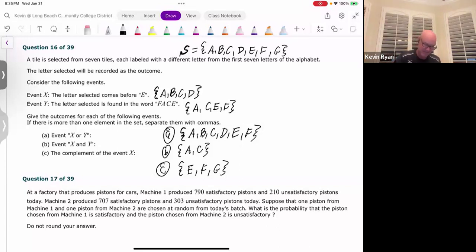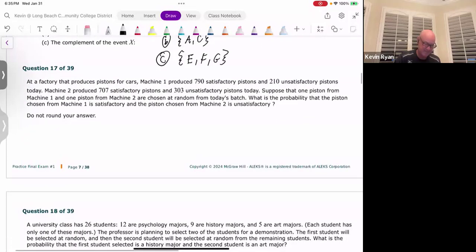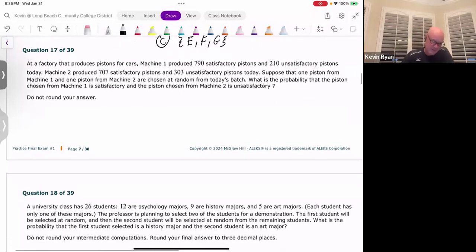All right. Number 17. At a factory that produces pistons for cars, machine one produced 790 satisfactory pistons and 210 unsatisfactory today. Machine two produced 707 satisfactory pistons and 303 unsatisfactory pistons today. Suppose that one piston from machine one and one piston from machine two is chosen at random from today's batch. What is the probability that the piston chosen from machine one is satisfactory and the piston chosen from machine two is not?